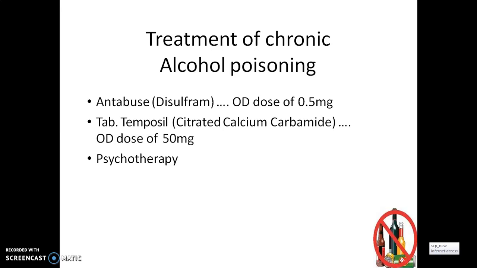And coming towards the treatment of chronic alcohol poisoning, anti-abuse treatment can be started by giving disulfiram. As you know, disulfiram is going to block the metabolism of alcohol. It can be given in a dose of 0.5 mg. Tablet citrated calcium carbimide can be given in a dose of 50 mg, followed by psychotherapy.